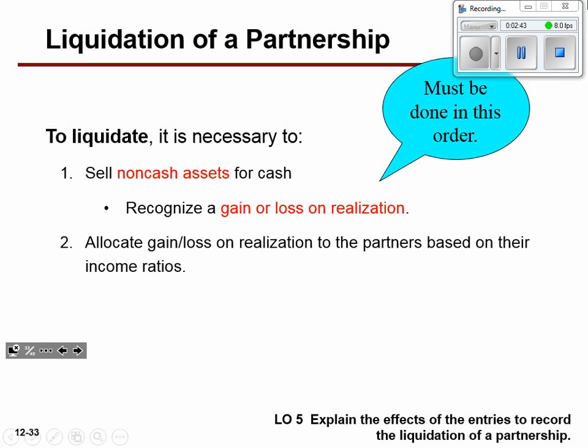Then we're going to allocate the gain or loss on realization to each of the partners based on their income ratios. If it's a 50-50 split, they either share the gain or share the loss equally. 70-30, 5-3-2 ratio, all of that kind of stuff. So we sell everything, and then we give that to each of the partners to share based on their income ratios. Then we pay all of our debt.